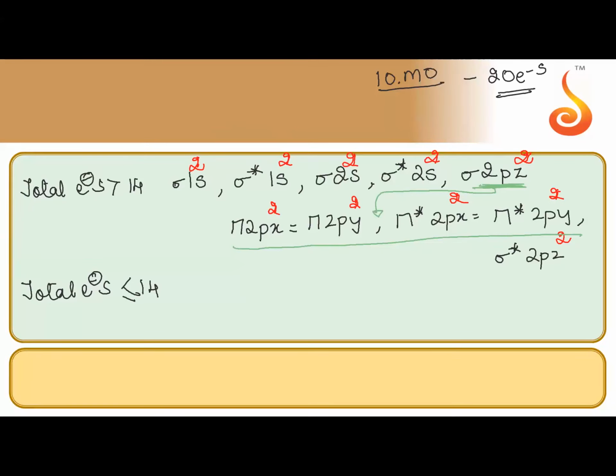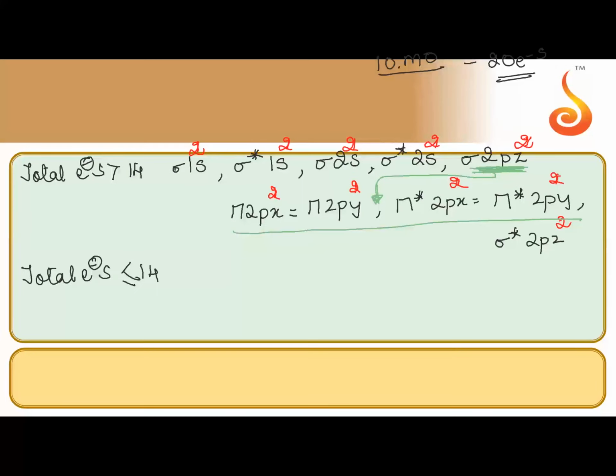But for nitrogen, carbon, beryllium, boron, and for all other things, what you'll do, this sigma 2pz comes after your pi 2px and pi 2py. This is the difference. So both of them you should be knowing. Initially, when they were atomic orbitals, 2px, 2py, and 2pz had the same energy, right? But now when they became molecular orbitals, they are having different energy levels.